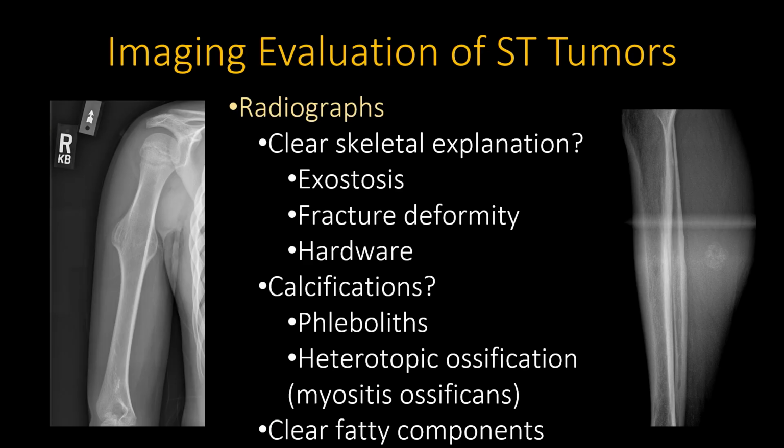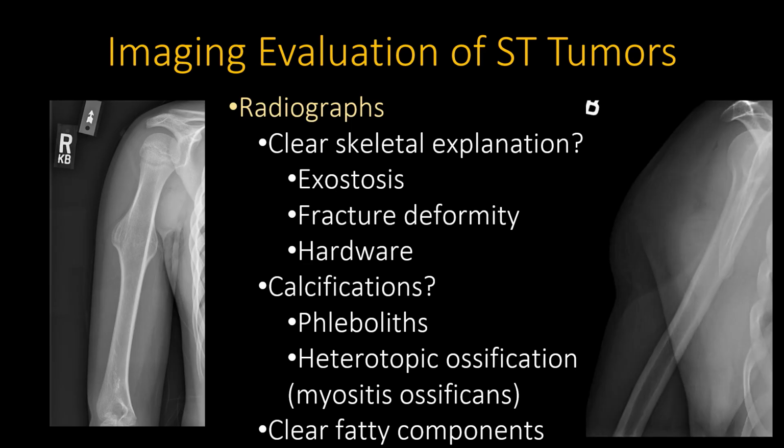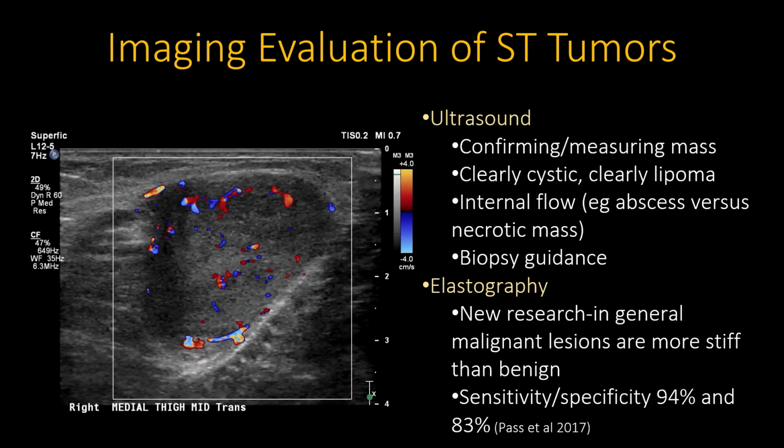It's reasonable to start with a radiograph. This can tell us if there is a clear skeletal explanation, like an exostosis. Maybe they've got some hardware that's pulling out. It can also tell us if we've got associated calcifications, which is actually very important. We're going to talk about that more in a minute. And then, of course, if there's a clear fatty component, it can give us an indication of that as well.